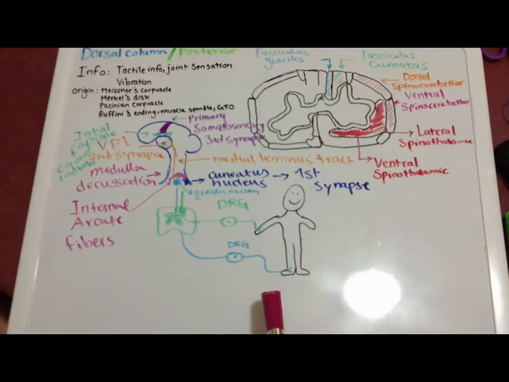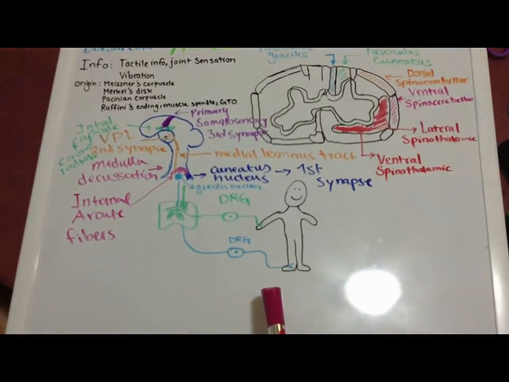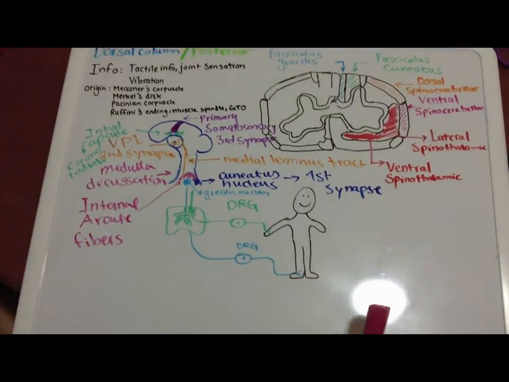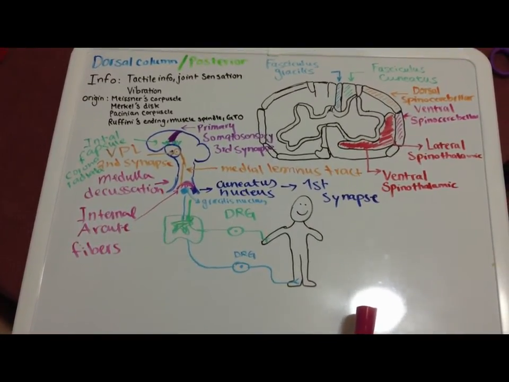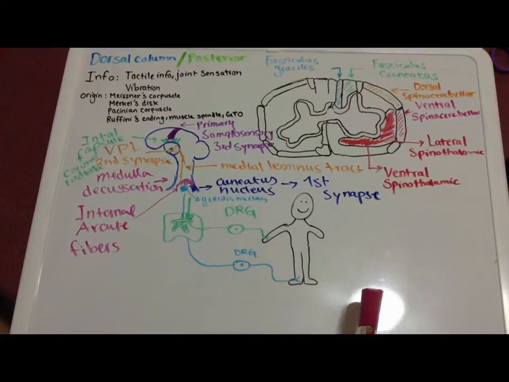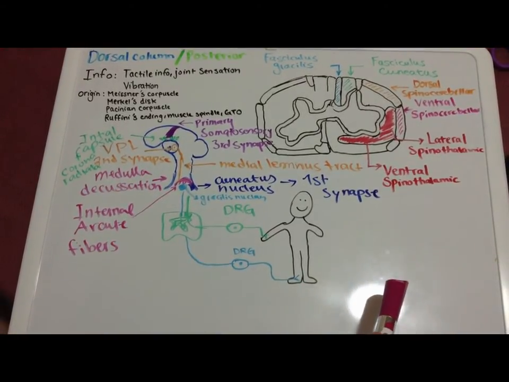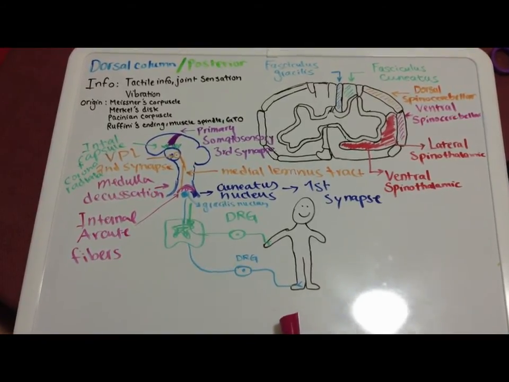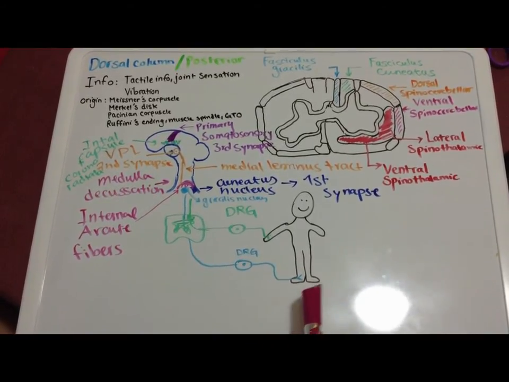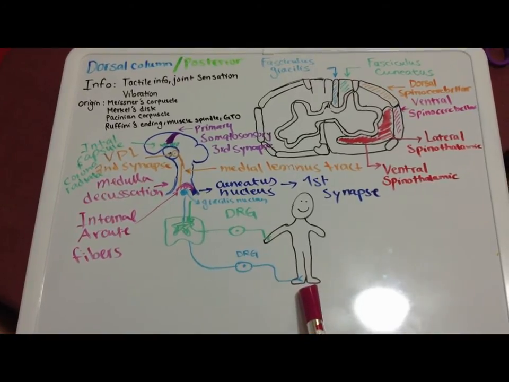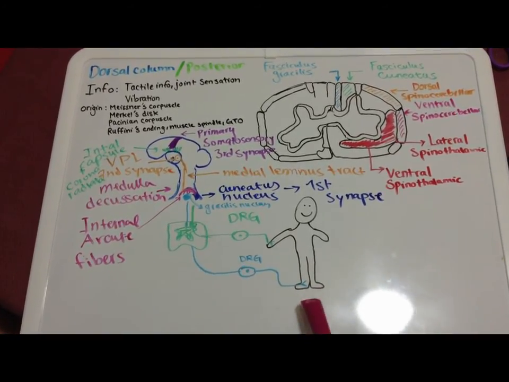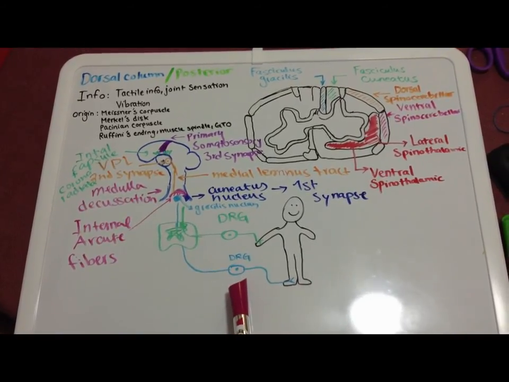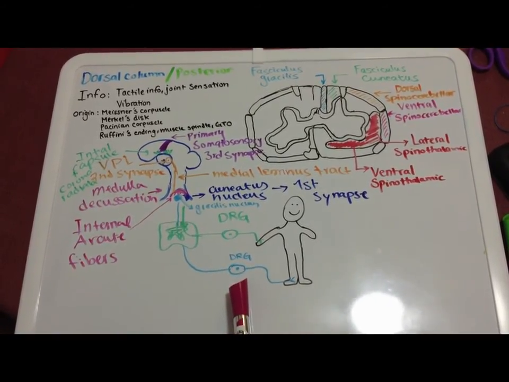Okay, so now we're going to talk about the tract called fasciculus gracilis, which is part of the dorsal column. The main difference between fasciculus gracilis and fasciculus cuneatus is that the fasciculus cuneatus takes the information from the upper extremity, while fasciculus gracilis takes the information from the lower extremity and synapses with its corresponding nucleus. So here in the lower extremity, your receptors are going to be activated because of touch or vibration or joint sensation. The signal is going to go to the cell bodies located in the dorsal root ganglion.